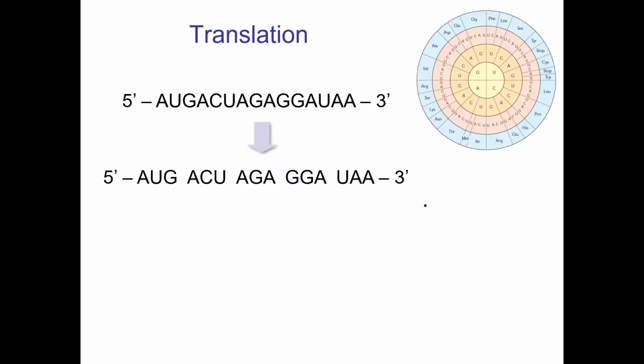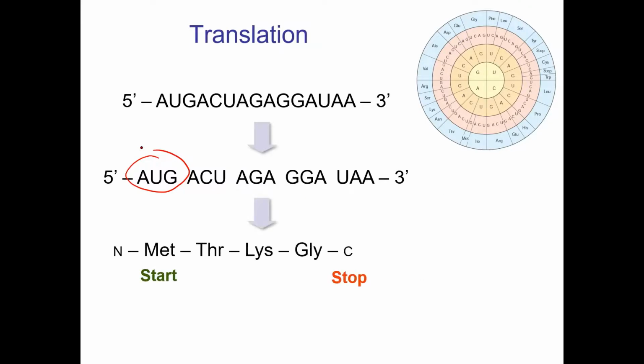It starts with the start codon. Always look for the start codon, AUG. Remember that one. And then you're going to look on the genetic code to see which amino acids they code for. So in this case here, AUG is methionine, ACU is threonine, AGA is lysine, and GGA is glycine. And UAA, there is no amino acid named UAA. So I don't need to write stop. I did write it, but you don't need to write stop.